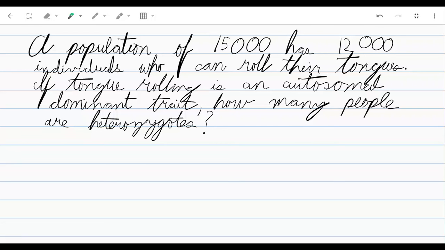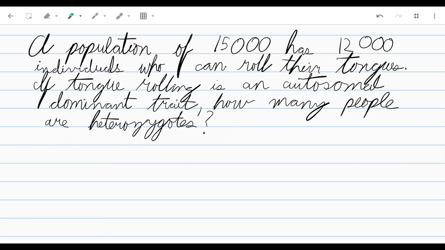Here we have a sample problem that says a population of 15,000 has 12,000 individuals who can roll their tongues. If tongue rolling is an autosomal dominant trait, how many people are heterozygotes? So, what we're being asked to figure out is the number of heterozygotes in this population.